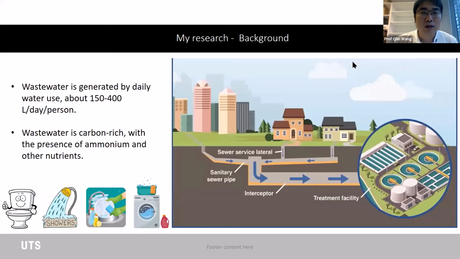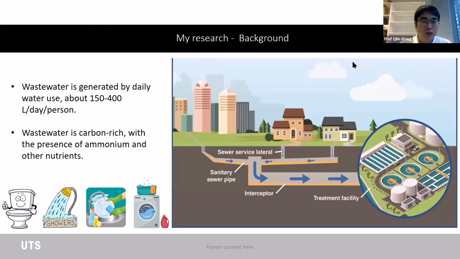Regarding my research, as mentioned, my work is related to water and wastewater treatment. Every day, when you flush the toilet, take a shower, do the dishwashing or run a washing machine, you all produce wastewater. Generally speaking, one person can produce around 150 to 400 liters of wastewater per day. This differs in different countries and different regions.